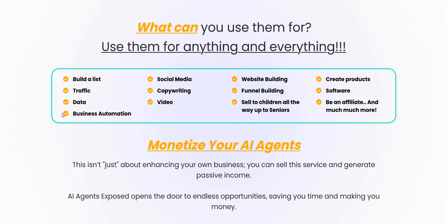You can create local business websites, sell that to your clients. You can create your own affiliate marketing sales funnels and websites, software you could give away to build a list. So there's lots of different uses with AI Agents Exposed, using their tool and the training on how to integrate it with other apps online. So I really like the look of it.